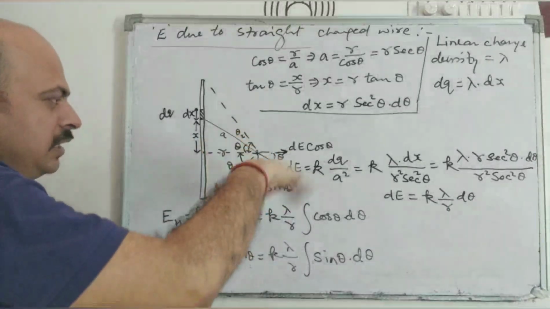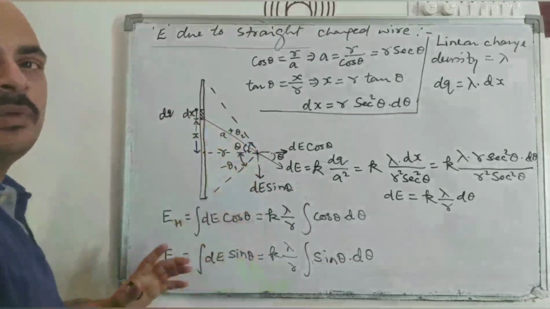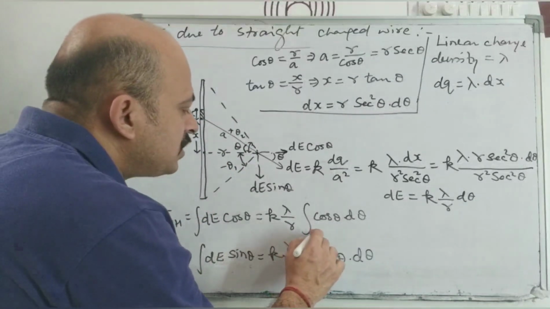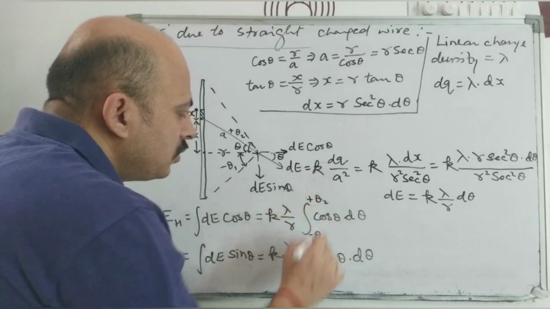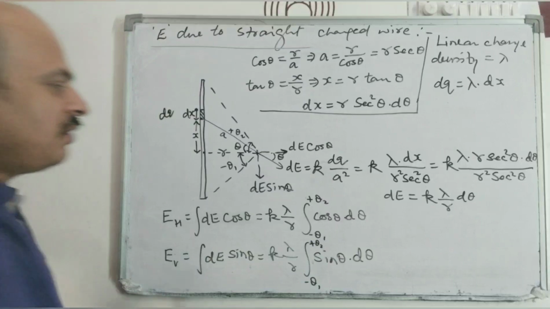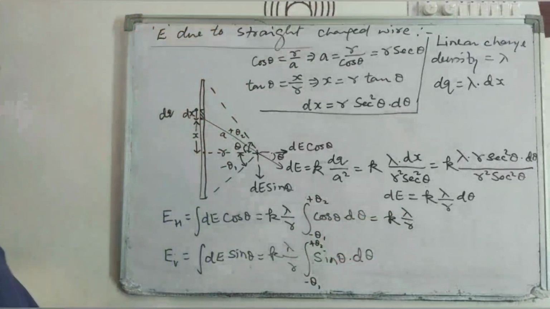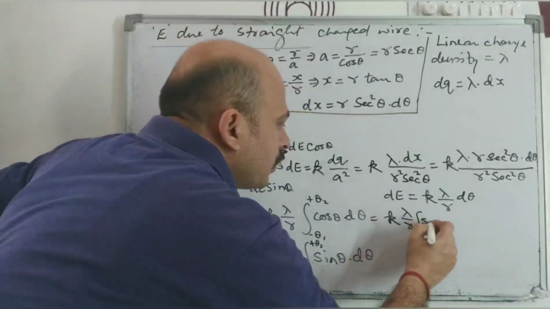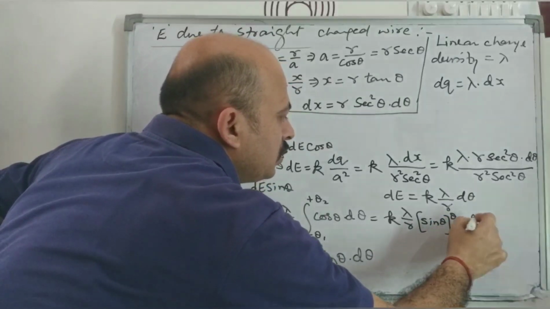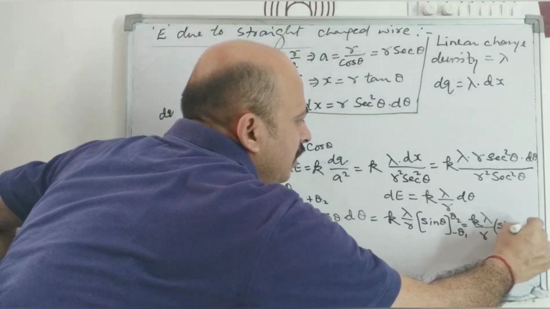This is anti-clockwise, so minus, and this is clockwise, so plus. So one should be minus and the other should be plus, because we are taking the angles on different sides. So the limits will be minus theta 1 to plus theta 2. Same here, minus theta 1 to plus theta 2. Solve them. Integration of cos theta is sin theta, with limits minus theta 1 to plus theta 2. So it will be equal to k lambda upon r, sin theta 2 plus sin theta 1.